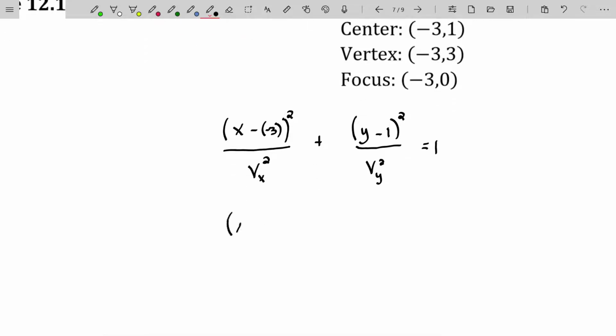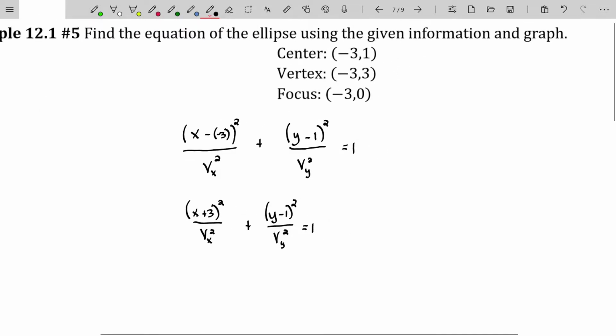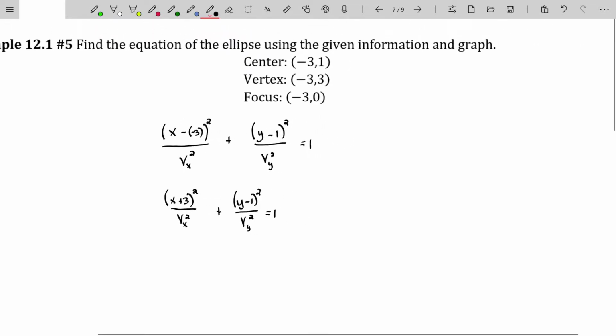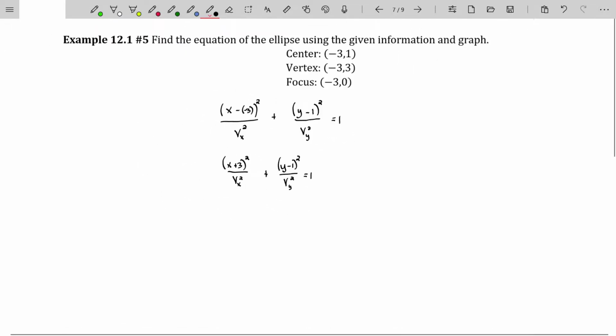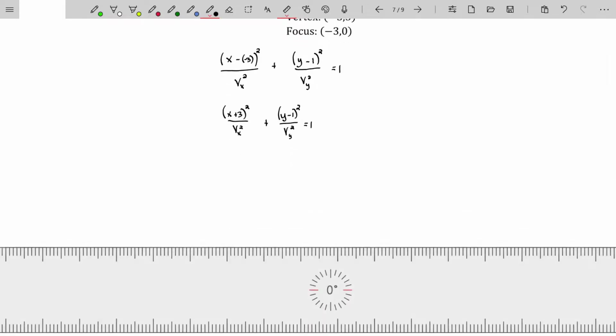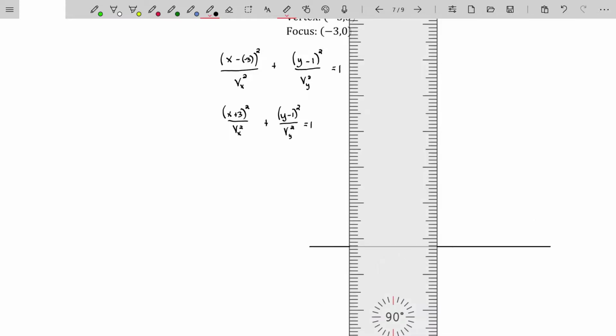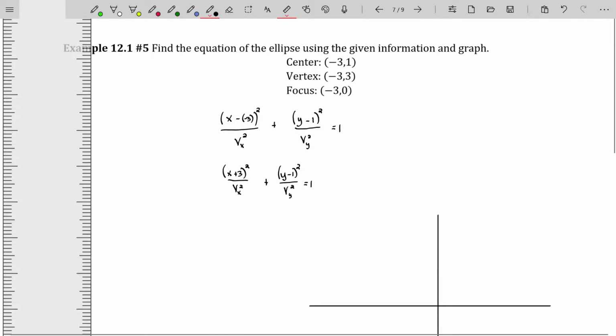That's just (x + 3)² over vₓ² plus (y − 1)² over vᵧ² is equal to 1. And then they tell us we have a vertex at (−3, 3) and a focus at (−3, 0). I generally like to graph just to confirm the shape of this ellipse. So I have done that. The center's at (−3, 1).